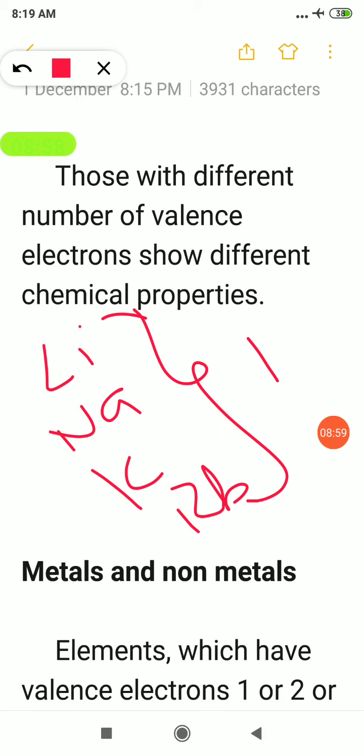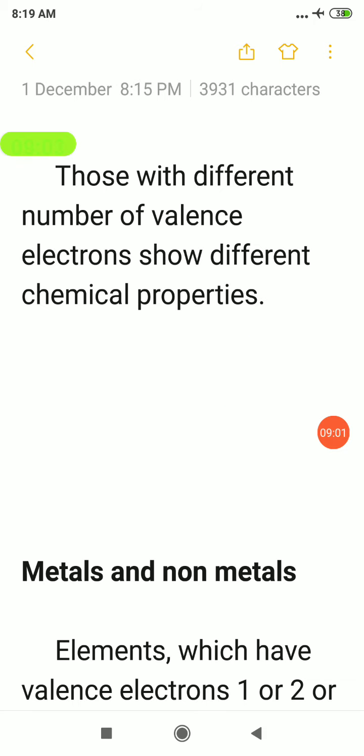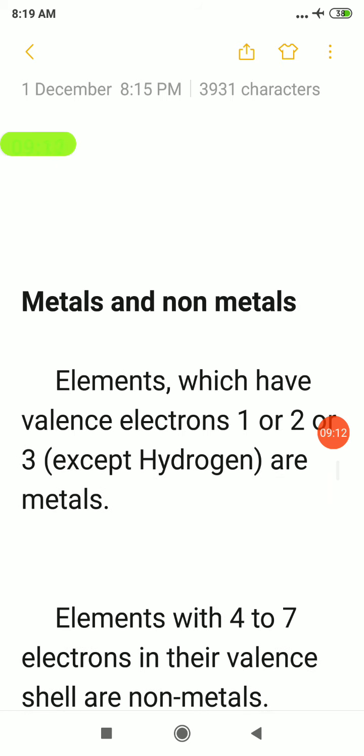And also, dear students, from knowing the number of valence electrons, we can judge whether the given element is a metal or a non-metal. So that we can see now. It is given here: elements which have valence electrons 1 or 2. If an element has one valence electron or two valence electrons, they are called metals. It will be a metal. About metals and non-metals, you may have an idea. The simplest examples of metals are copper, iron and silver. So these are the examples of metals.